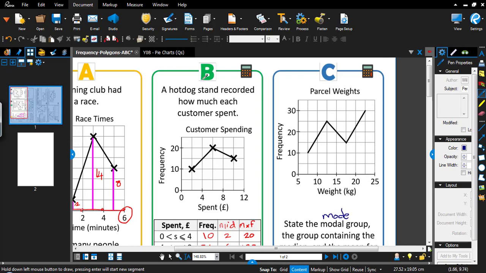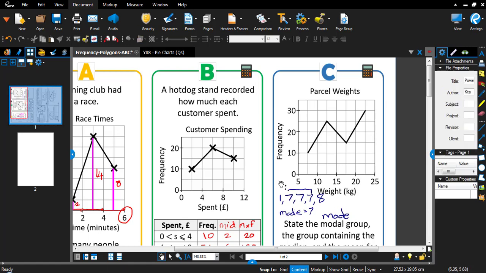Okay, in other words, let's imagine we had 1, 7, 7, 7, 8. The modal value is 7, right? Because it's the most common value. And the mode itself, in that case, would be 7. And what's the frequency? The frequency is 3, right? Because we have 3 of them. In other words, where we find the highest frequency will give us the mode.